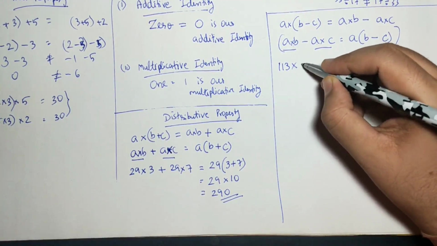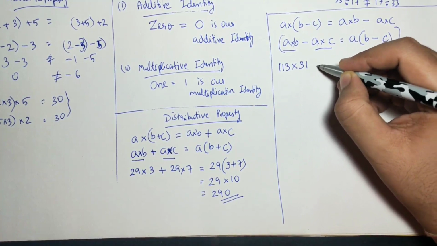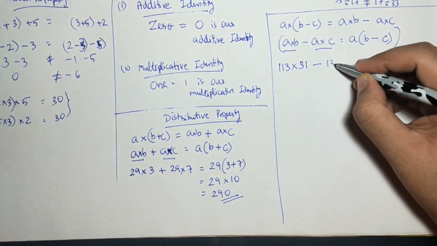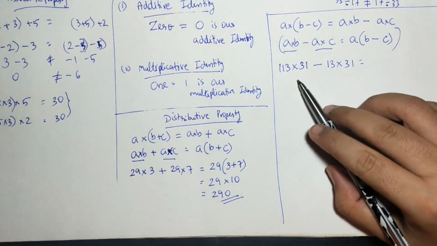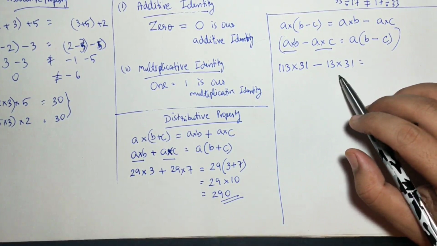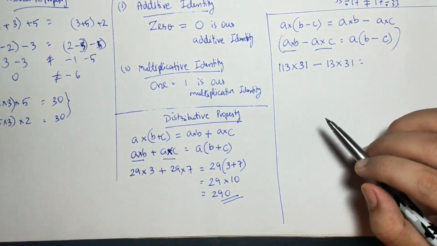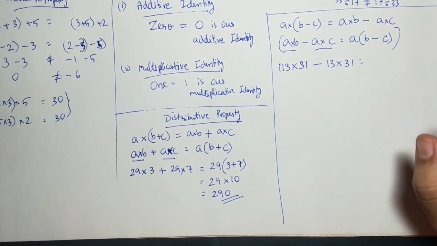113 multiplied by 31 minus 13 multiplied by 31. First of all, you will find 113 times 31, then you will find 13 times 31. The answer you are getting, then you'll subtract them, and if there is a single calculation mistake, your answer will be wrong.